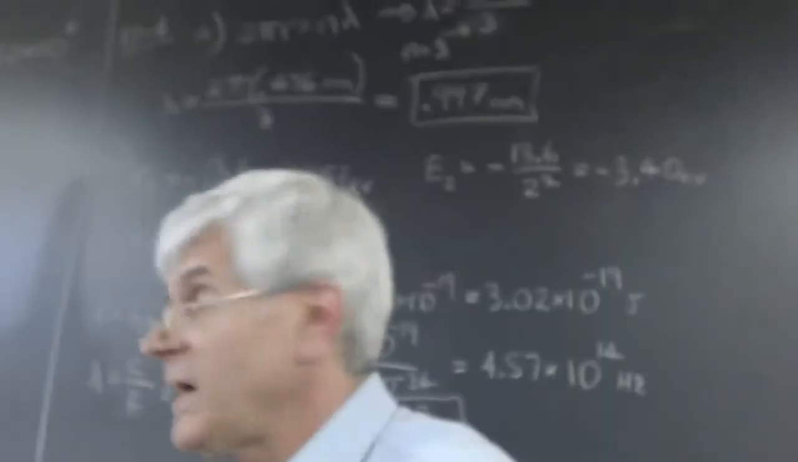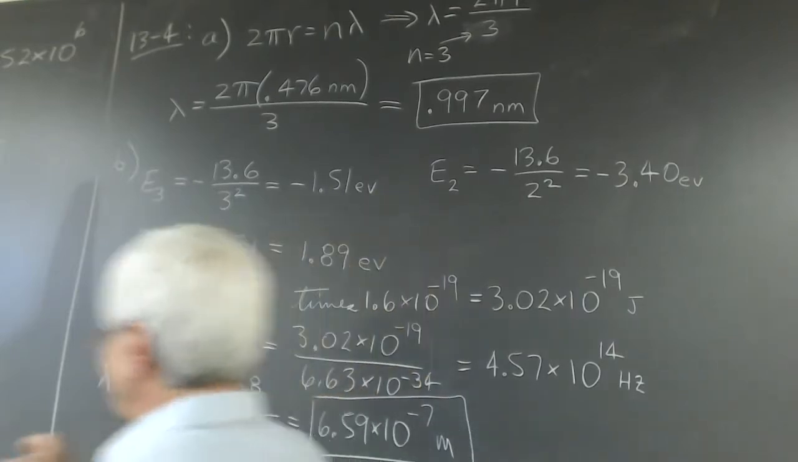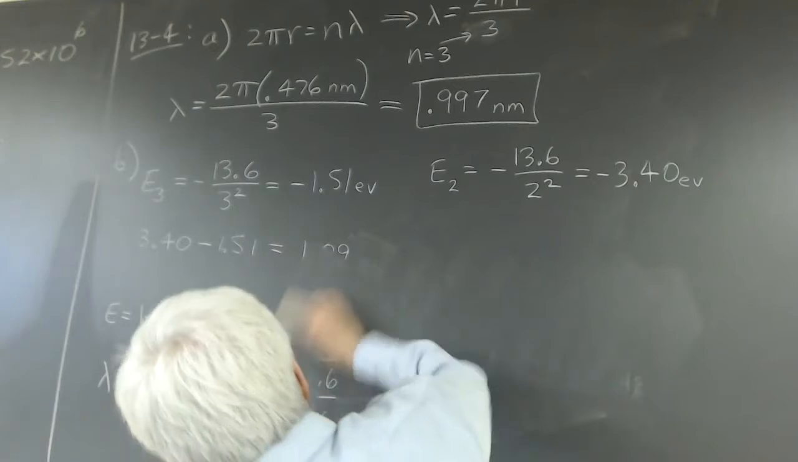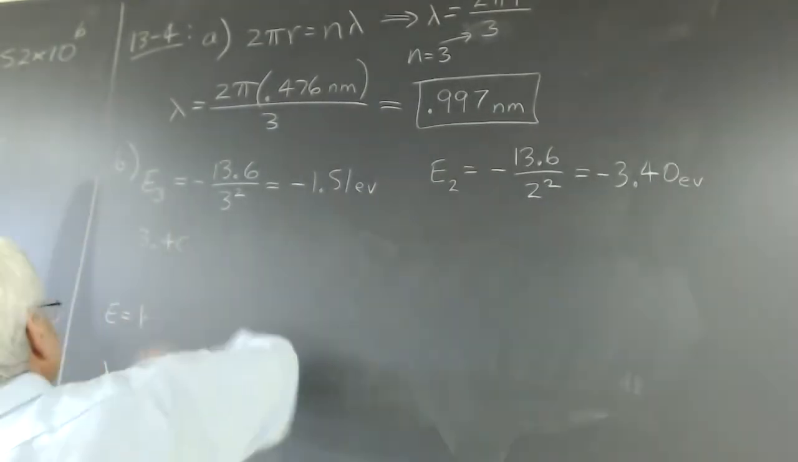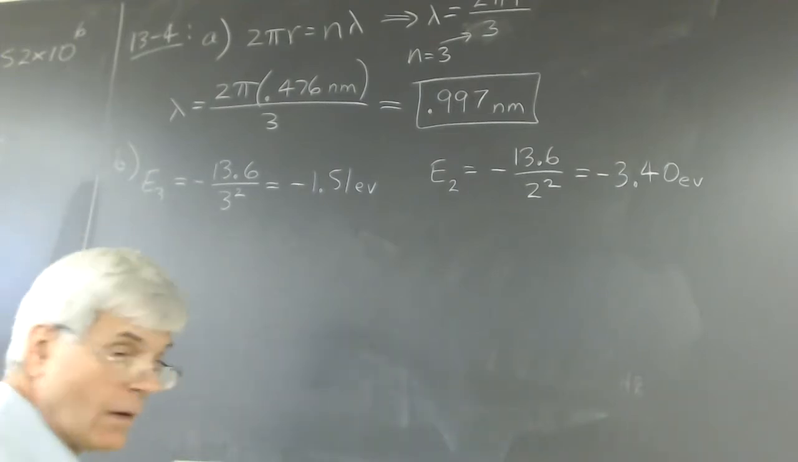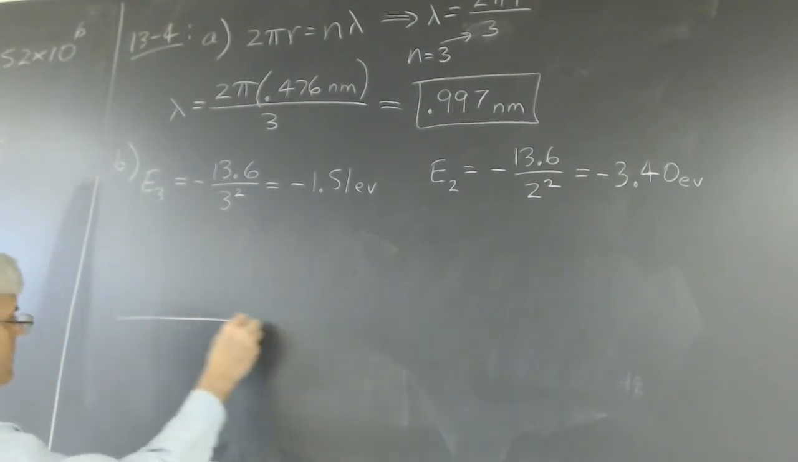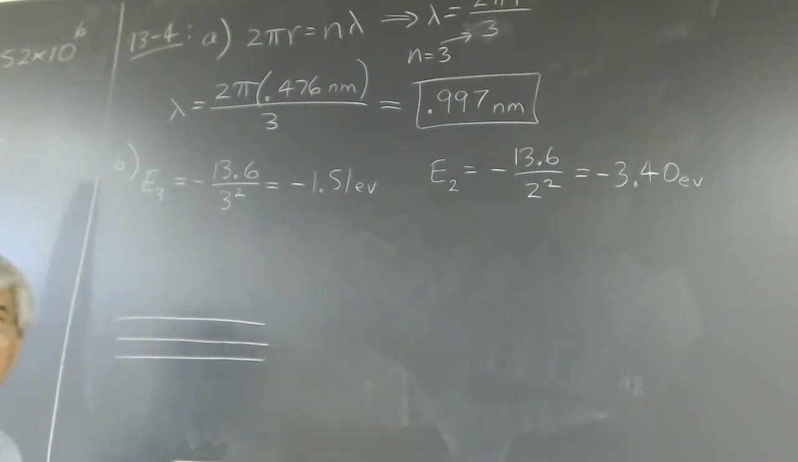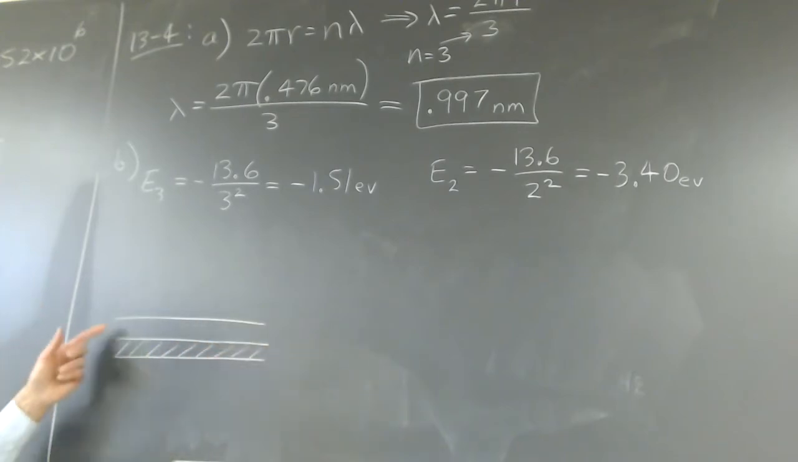So get back to the chalkboard over here. Okay. So here's that uppermost band from the picture in the handout. And the bottom half of the band is filled with electrons. The top half is empty.